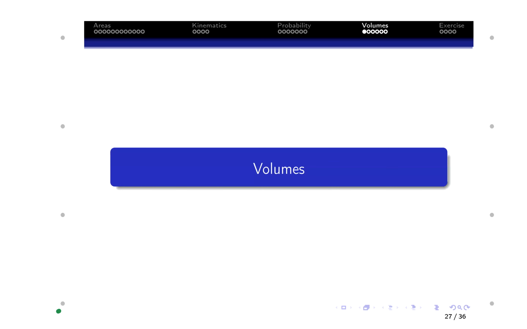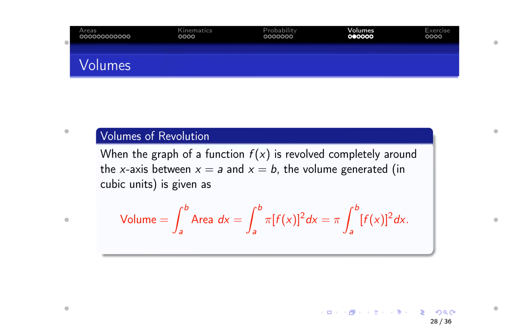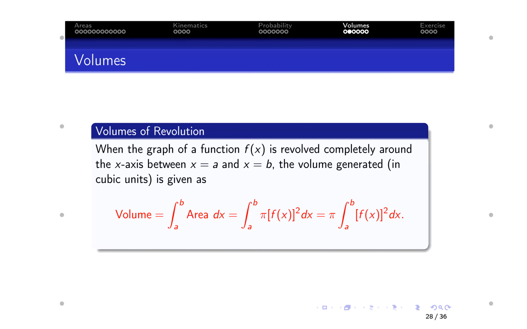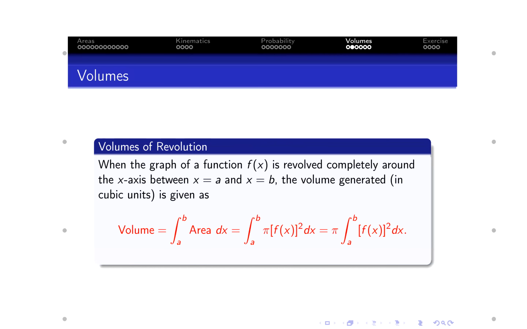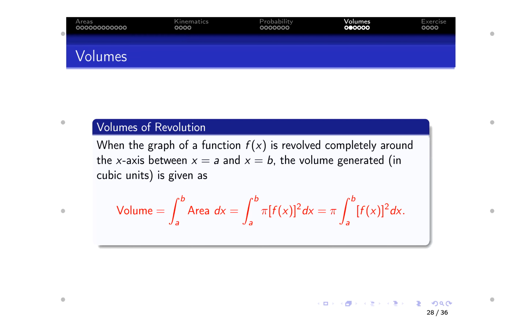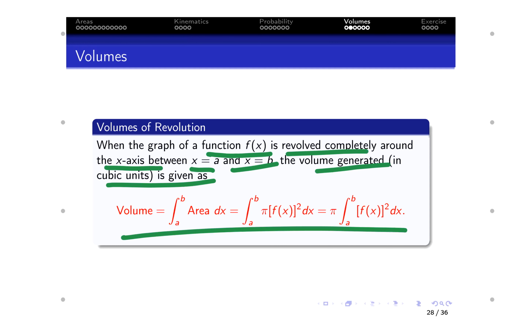So for instance, one aspect of volumes when you talk about application of integration is volumes of revolution. It's like spinning something around and then a volume is cut out. So when the graph of a function f of x is revolved completely around the x-axis between x equals a and x equals b, the volume generated in cubic units is given by this. When we were talking about area, we just did the integral of f of x dx between a particular interval. But here, if you integrate the area dx between a and b, you get the volume.